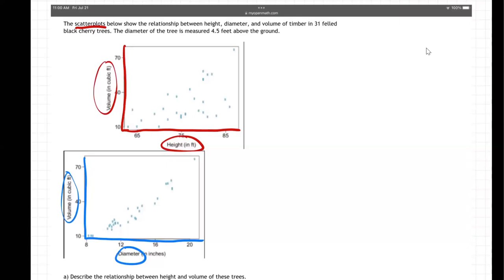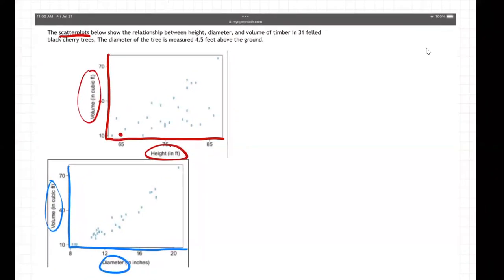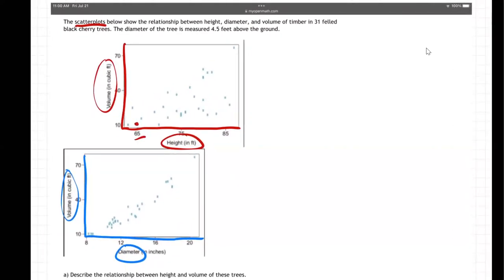So in other words, what are all these dots? Let's take a look at this dot right here. What does that dot mean? That means there was a tree that had a height of 65 whatever feet, and it had a volume of lumber that was 10 cubic feet of timber, I guess they call it timber, in 31 felled black cherry trees.